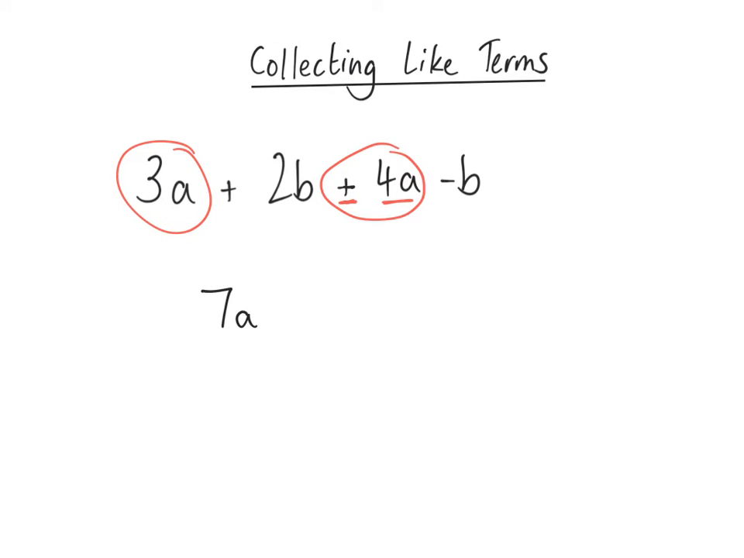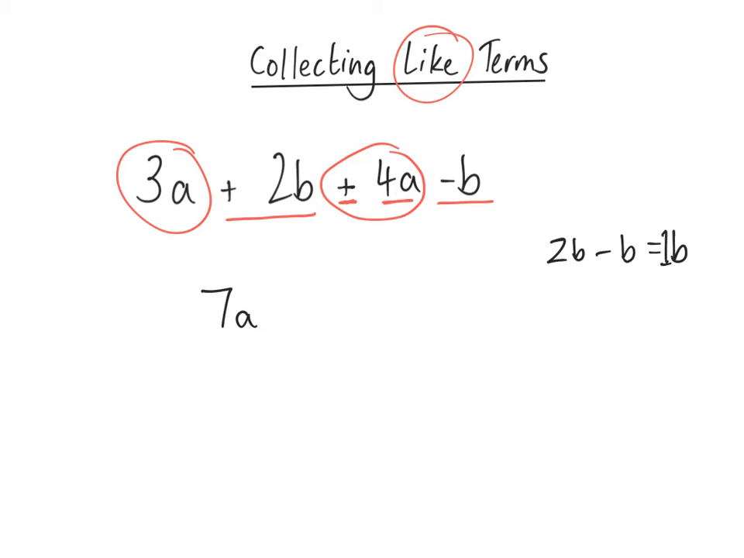Now I'm going to look at the other bits. Is this b like this b? It is. They are like terms. So I can put them together. We have 2b, it's a positive 2b, subtract a b. That b is a 1b on its own. So I have 2b's, subtract a b. That gives me just 1b left.